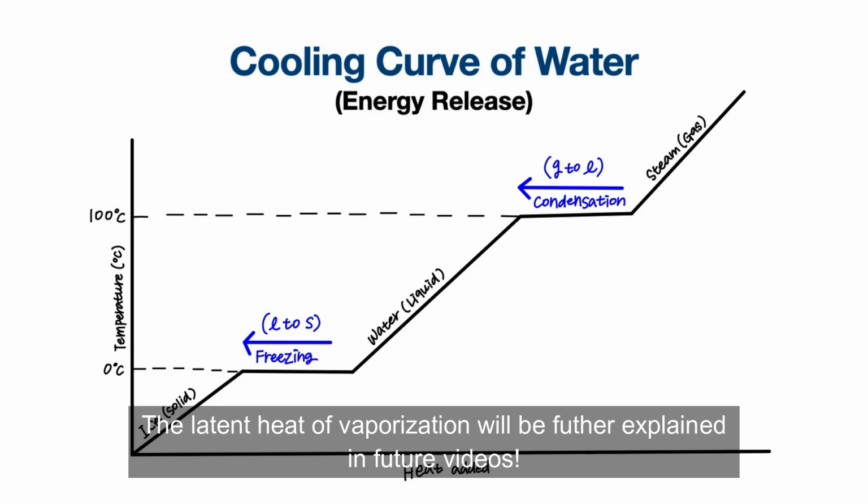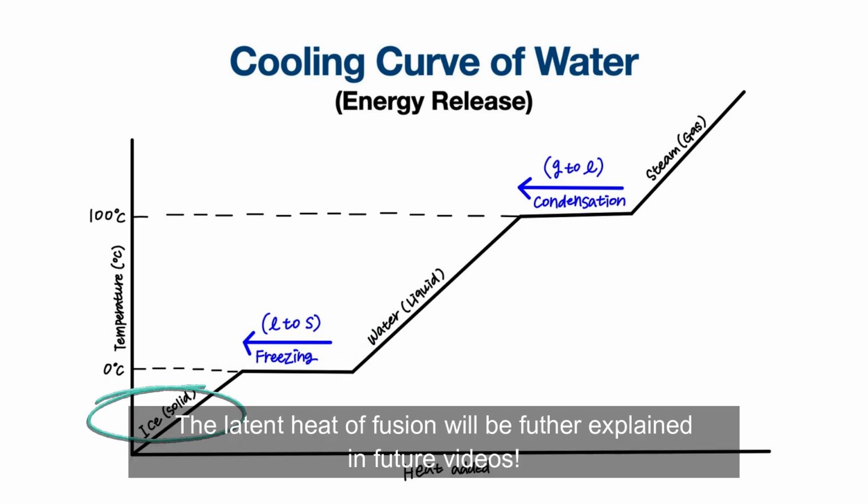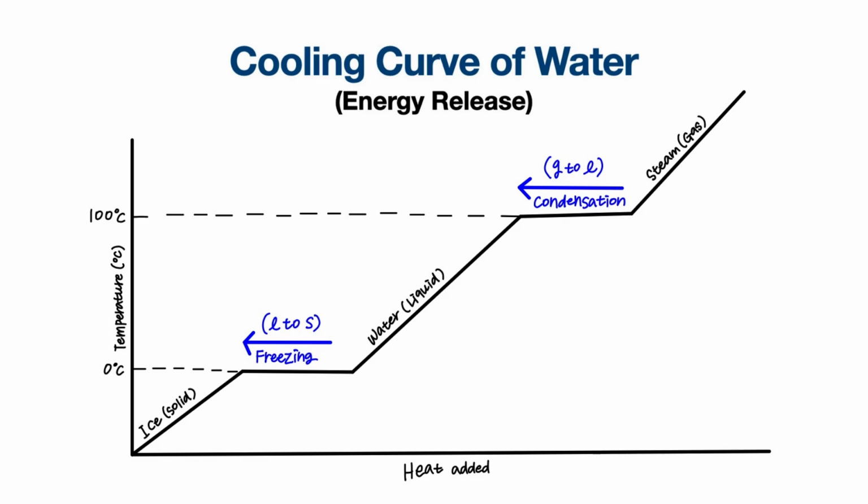After all the steam has condensed, the temperature of the liquid water decreases steadily until it reaches 0 degrees Celsius. At this point, the temperature again remains constant as the water freezes into ice, releasing the latent heat of fusion. Following the complete freezing of water, the temperature of the ice continues to drop as it loses more heat. This cooling curve highlights the energy released during phase changes and the periods of constant temperature associated with the phase transitions.